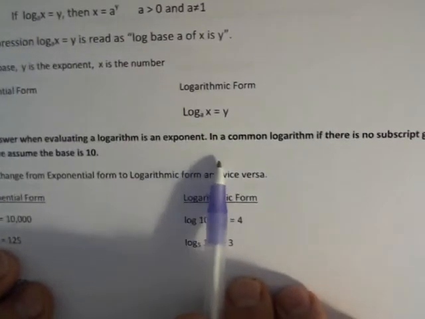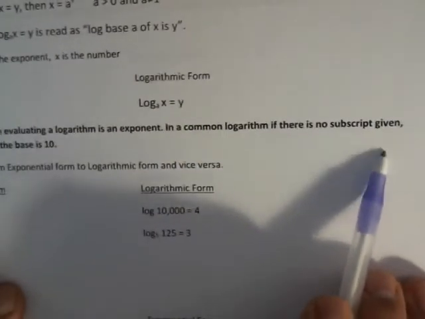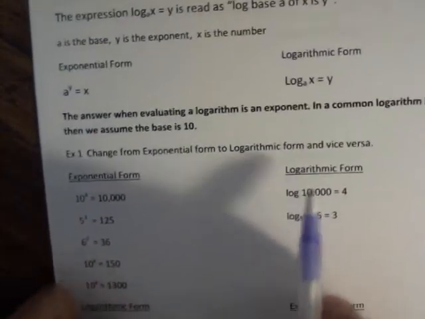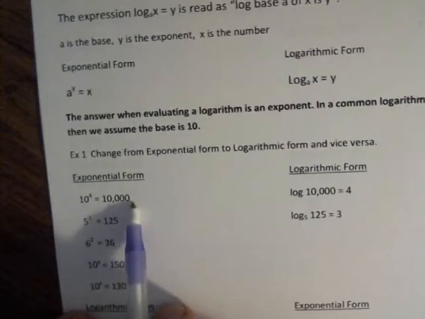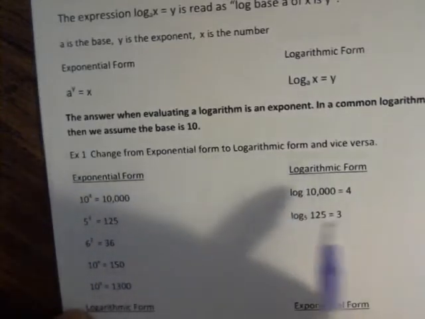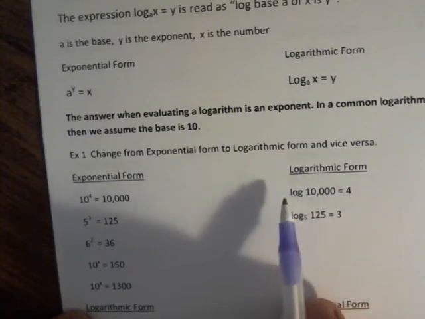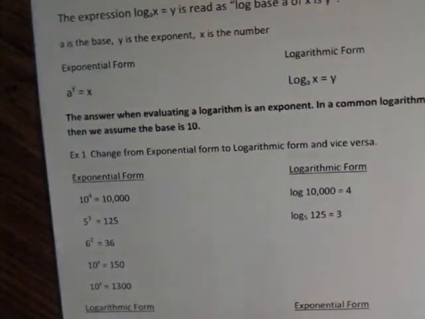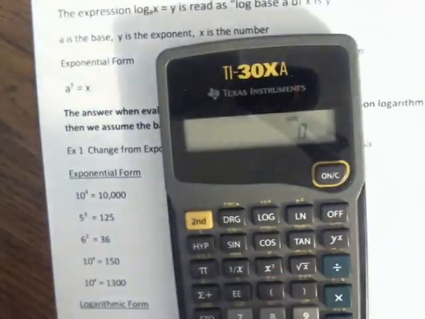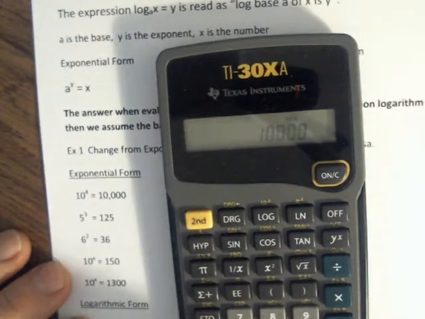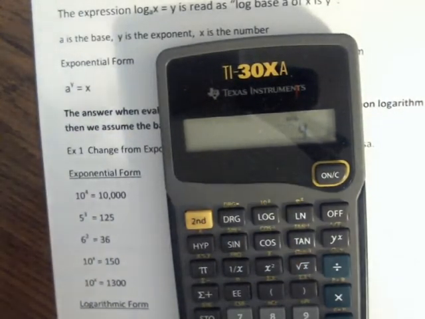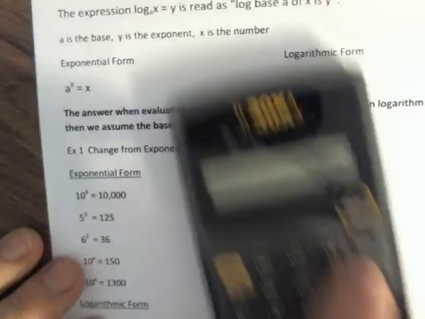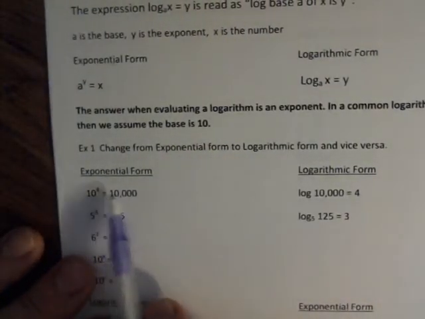Now, one thing to remember, in a common logarithm, if there is no subscript given, then we assume the base is 10. So, for example, if I'm given an exponential equation, 10 to the fourth power is 10,000. As a logarithm, I can say the log of 10,000 is 4. So try that on your calculator. Just do log 10,000. Now, on this calculator, I have to enter the 10,000 first and then press log. But on a lot of other calculators, you just type log 10,000, hit equals, and you should get 4. Because, again, 10 to the 4th power is 10,000.